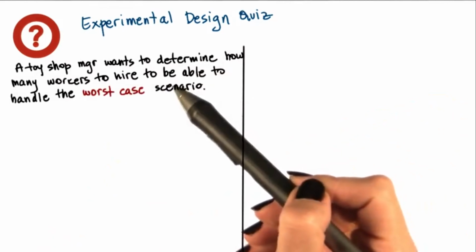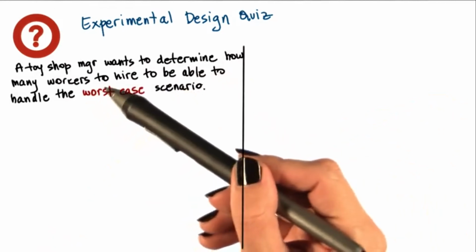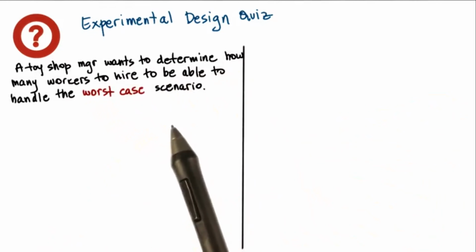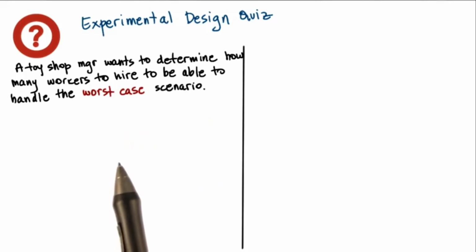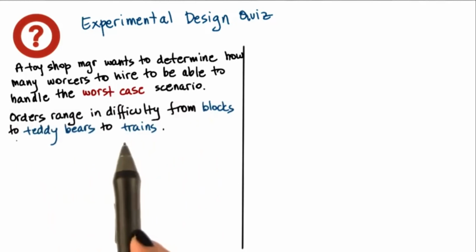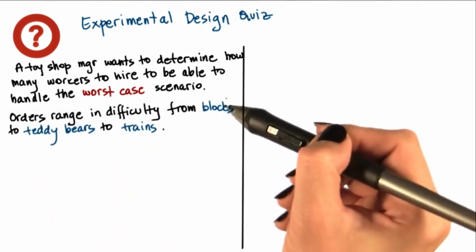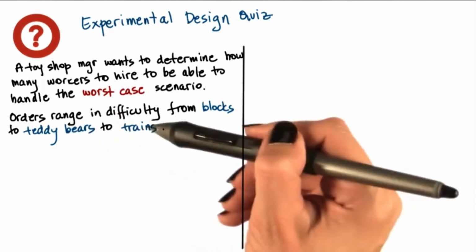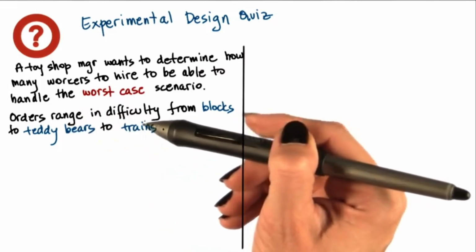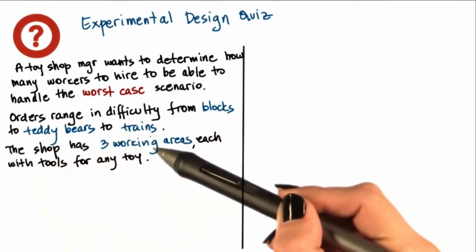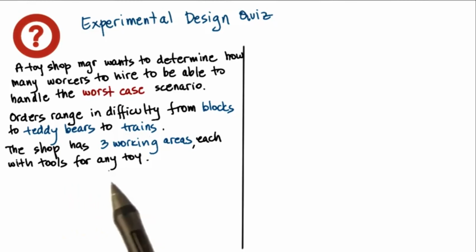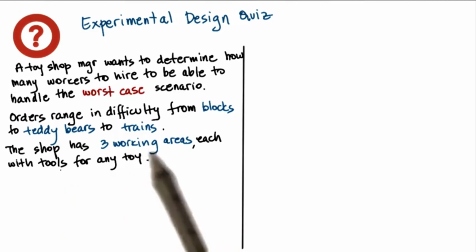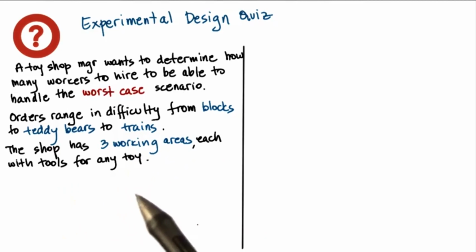A toy shop manager wants to determine how many workers he should hire in order to be able to handle the worst-case scenario in terms of orders that are coming into the shop. The orders range in difficulty starting from blocks, which are the simplest, to teddy bears, to trains, which are the most complex ones. The shop has three separate working areas, and in each working area, there are tools that are necessary for any kind of toy. These working areas can be shared among multiple workers.